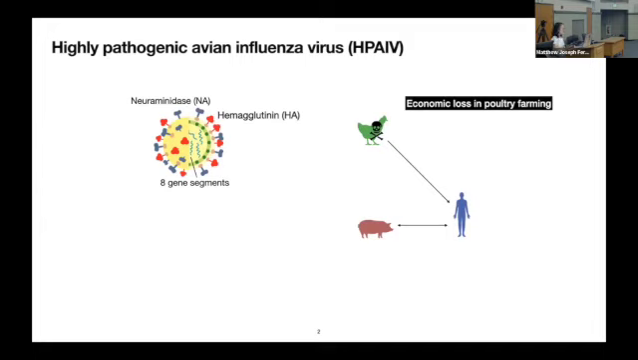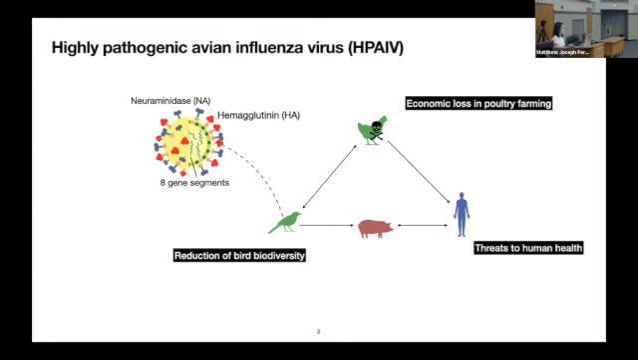Through gene assortment, possibly using swine as a mixing vessel, it can also contribute to a new pandemic virus in humans, posing public health threats. Wild birds are thought to be natural hosts of avian influenza. They get infected but don't show many symptoms. In recent years, a new variant emerged through spillover and spillback between birds and poultry, and it has caused mass mortality in wild birds, reducing bird biodiversity. And it's going to be the focus of our talk today.